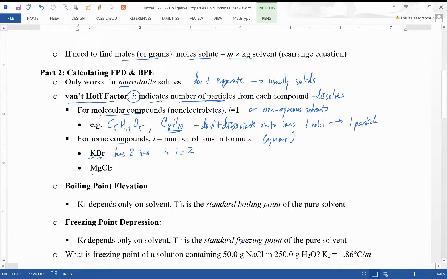For magnesium chloride, we have one magnesium. And remember that the 2 doesn't mean a Cl2. It means we have two chloride ions. And so we have 3 ions from MgCl2, and that gives us a van 't Hoff factor of 3.